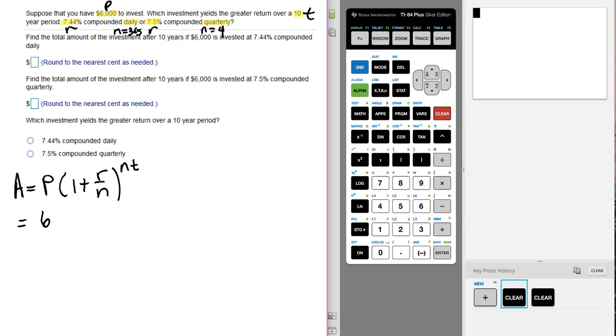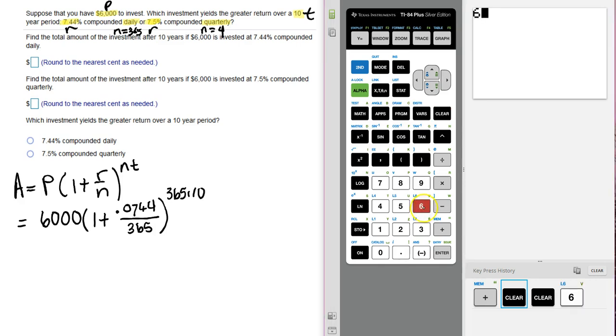So we need to calculate the formula once with one interest rate and once with the other interest rate. So we have our principal of 6,000. We're going to multiply that by 1 plus the interest rate. We're going to turn that into decimal form. We move the decimal place 2 places to the left. So that's 0.0744 over 365 because we're doing compounded daily. And then raised to the 365 times 10.